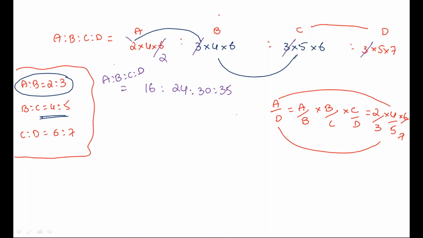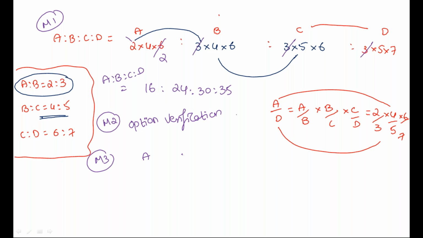And listen, just stick on for a while. This is method 1. I already gave method 2, option verification. Let me give method 3 for you people. Option verification is method 2. That's what we discussed in the previous slide. We just check the options, option verification. Now method 3, series method, you have to find A, B, C, D.